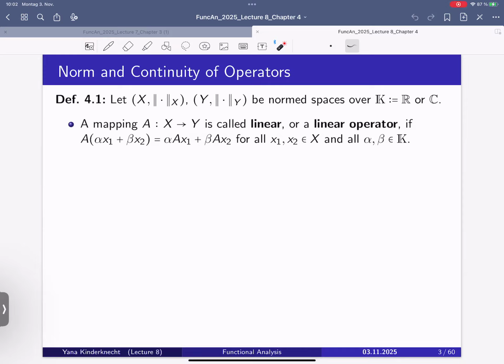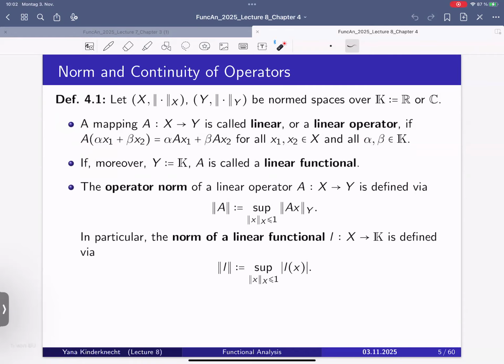Okay. So a linear operator is a linear mapping. This is a mapping which satisfies this property for all vectors in X and all scalars in our field. If, moreover, this space is just the field K itself, then this A is called a linear functional.